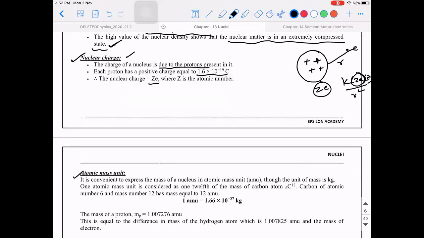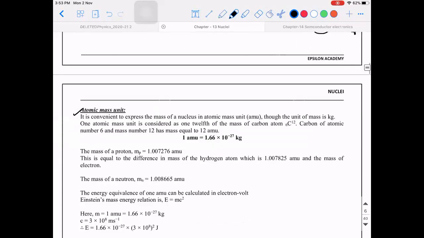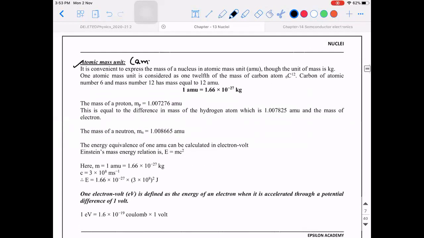Okay. Next comes the important topic, that is atomic mass unit, which we also call as AMU. This also you people know what it is. Right? So how is it defined? It is defined as the mass of 1 by 12 of a C12 atom or a carbon 12 atom. So one atomic mass unit is considered as 1/12 of the mass of the carbon atom, which is C12. C12 is the main atom. So 1 by 12th of its mass is considered as one atomic mass unit. By substituting all the values and calculating, one atomic mass unit is equal to 1.6 into 10 power minus 27 kilogram.